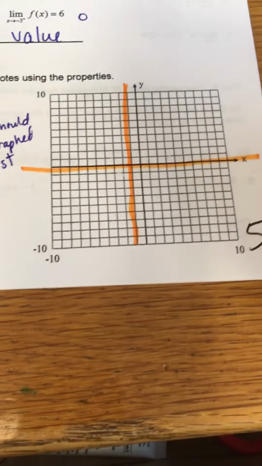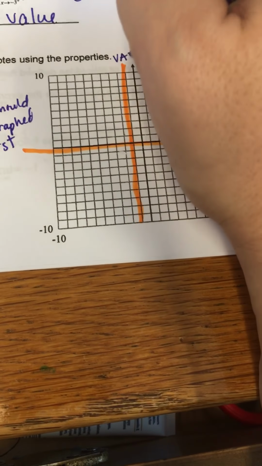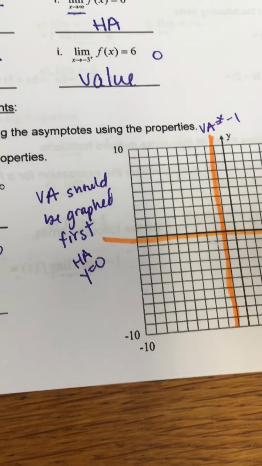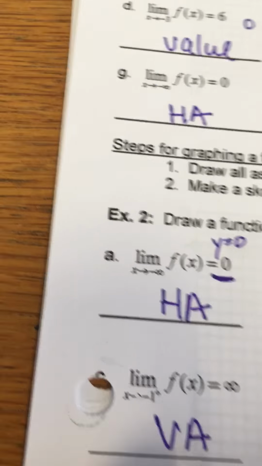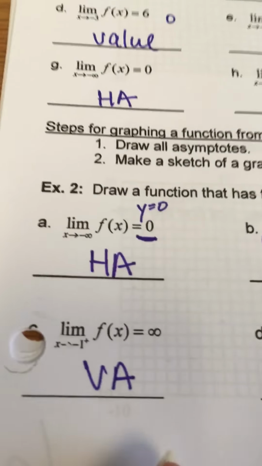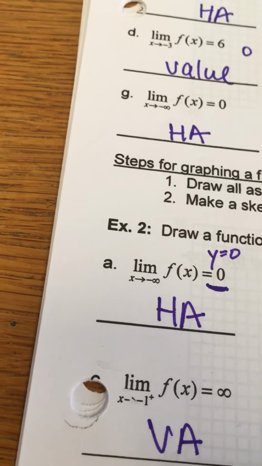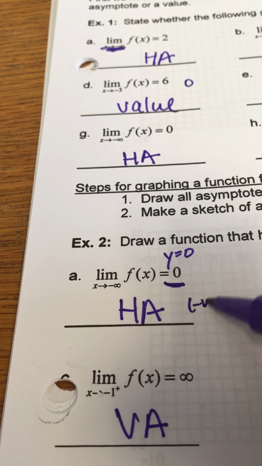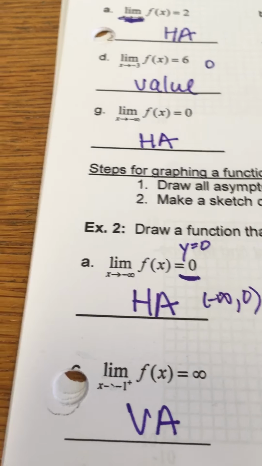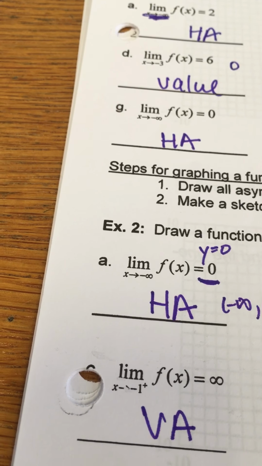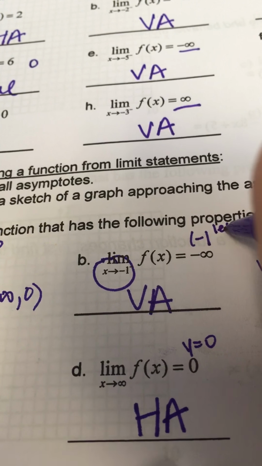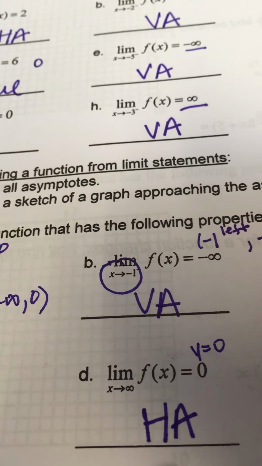Okay, so I have vertical at -1. My horizontal at y equals 0. Now, the thing is just to get the graph on there. Okay, so we're just doing a sketch. You're not asked to get actual points on here unless you have a value. So in this one, this is kind of like your ordered pair. You're going towards negative infinity for the x's, and the y values are going towards 0. On letter B, the x values are -1 on the left going towards negative infinity for the y's.